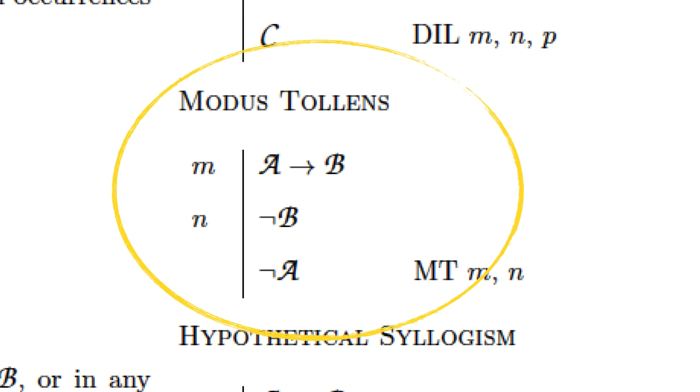Here's another derived rule, modus tollens, which we abbreviate MT. This is another one of those that has a classical Latin name. So if you have a conditional, like A arrow B, and the negation of its consequent, not B, then you can write down the negation of its antecedent, not A. That's what modus tollens lets you do.